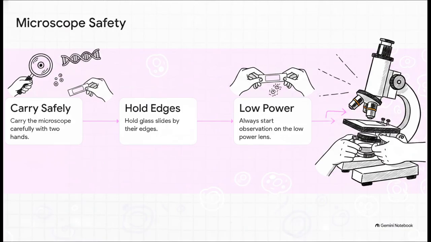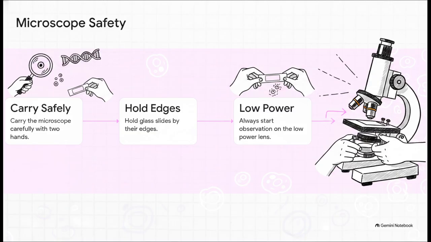Okay, so how do we actually get to see all this amazing stuff in a classroom setting without damaging our delicate equipment? Being a microscopic detective requires following a few exact steps. This ensures we safely find our specimens without cracking the expensive glass slides. First, always carry the microscope with 2 hands. When you're handling your specimen slides, hold them strictly by the edges so you don't smudge the viewing area.